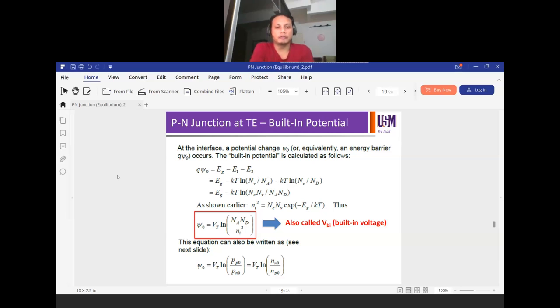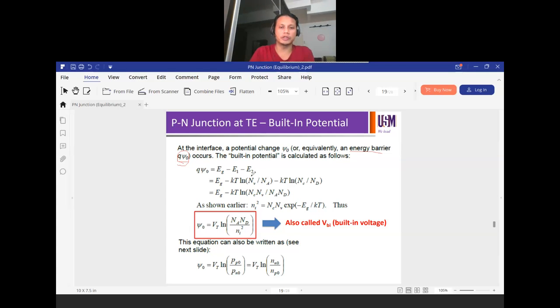So at the interface, we already have a potential barrier. We call it potential barrier or energy barrier. So it's given by q psi naught, or you can also say qVbi. These two are the same. So that is the barrier at the middle of the junction.